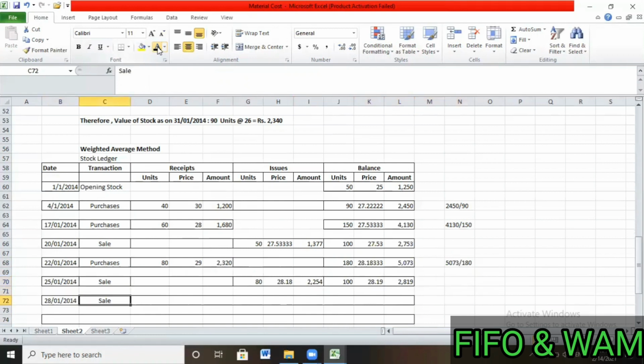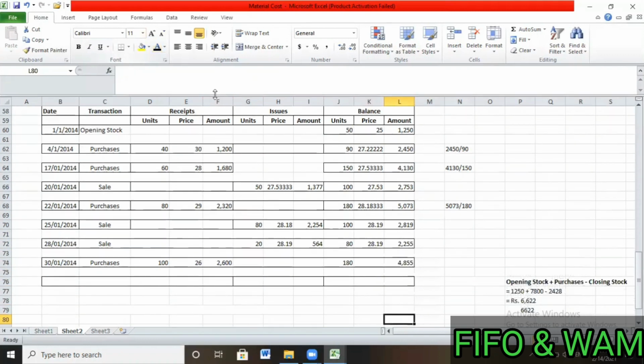Then on the next transaction after this sale, again a sale takes place of 20 units, and these 20 units go out of the 100, so your balance will be 100 minus 20, which is 80. And this is how we are calculating ahead. After this 28, we purchase again a quantity of 100 units at the rate of 26. This quantity will be added to the quantity 80, so 80 plus 100 gives 180, and the amounts 2255 plus 2600 will add up, and this amount should be divided by 180.